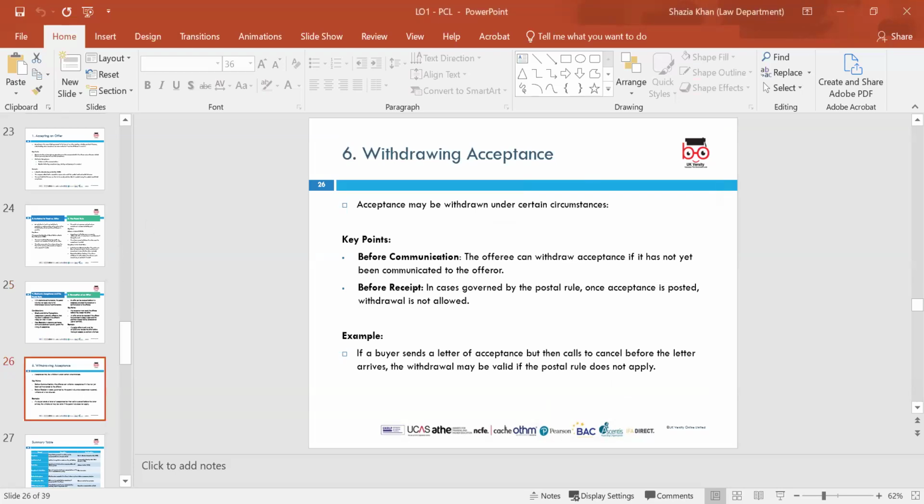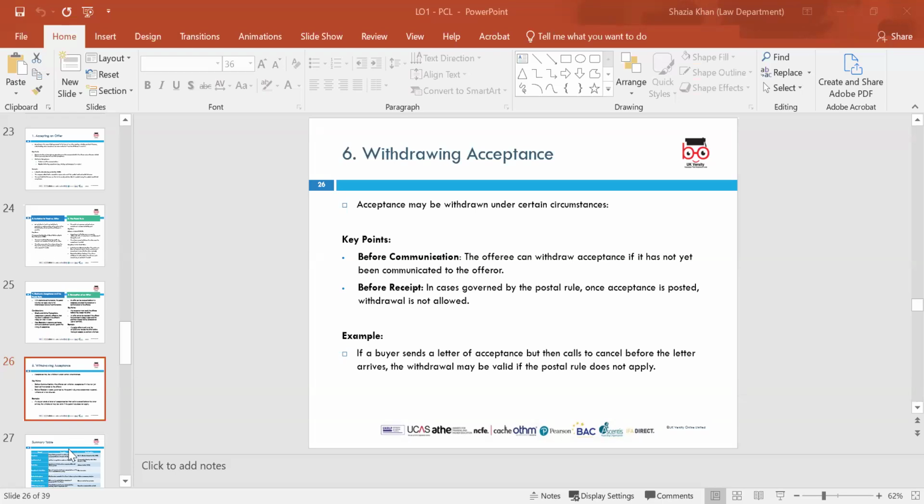So withdrawing acceptance. In contract law, withdrawing acceptance refers to the act of trying to cancel an acceptance of an offer, which is generally not possible once the acceptance has been communicated to the offerer. Essentially, once you accept an offer, you cannot later withdraw the acceptance unless specific conditions are met, like a mistake or fraud involved, and this is usually considered a breach of contract. So key points: before communication or before receipt. The exceptions to the rule are misunderstanding or mistake, as we mentioned, fraud or duress, or conditional acceptance.